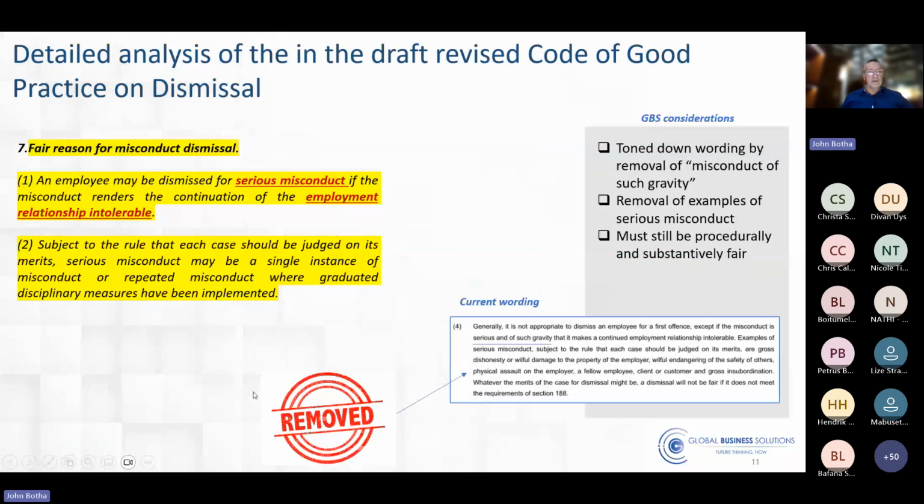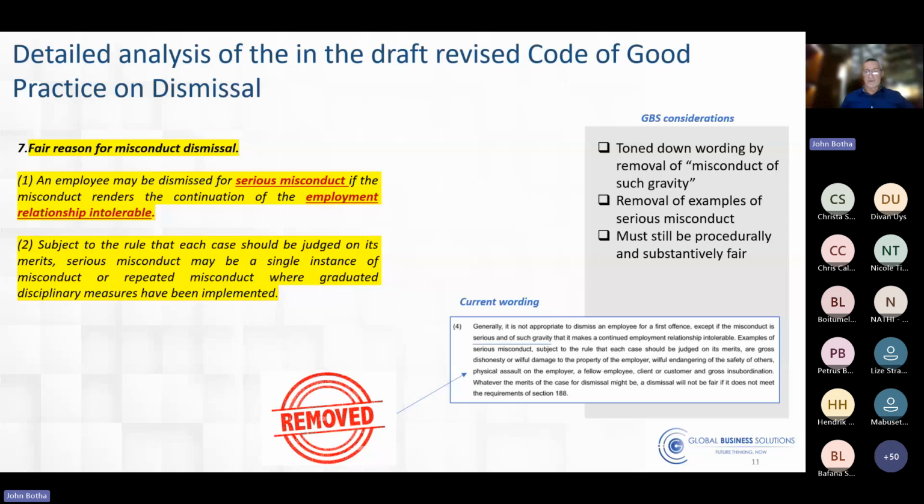If we carry on with misconduct dismissals, the Code of Good Practice then goes, and these are new provisions, it says an employee may be dismissed for serious misconduct if the misconduct renders the continuation of the employment relationship intolerable. Now, intolerability, colleagues, is not a new concept. We do know that when the relationships become intolerable, we can dismiss. But you'll see throughout the code, where there's intolerability, they're giving you a greater legal right to dismiss than in the past.